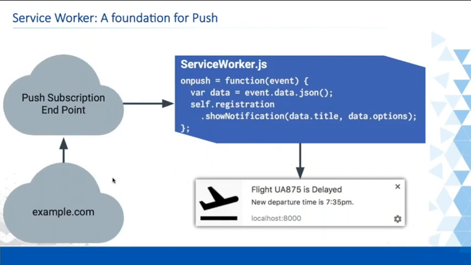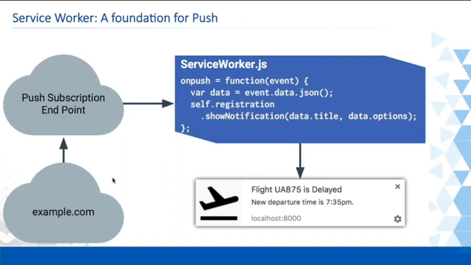Okay. So next, the service worker also acts as a foundation for push notification. Let's say you have some example.com, which is a server, right? As soon as there is a service worker, there is a simple JavaScript function which is available, which says what it will do when the data is received. So suppose you have a server and you want to update the user that your flight has been delayed. So example.com will send a push notification to the subscribed endpoint.